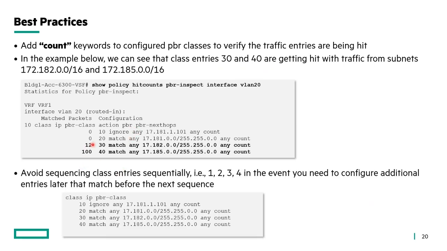I've seen this from a few customers. It just makes troubleshooting a little bit difficult. So you want to avoid sequencing the class entries sequentially, like you see here, 1, 2, 3, 4. It's better to use either the default or space them out a little bit in case you need to insert something in between in the policy. You can always resequence the class, but it's better practice to do it this way rather than to have to do it after the fact.